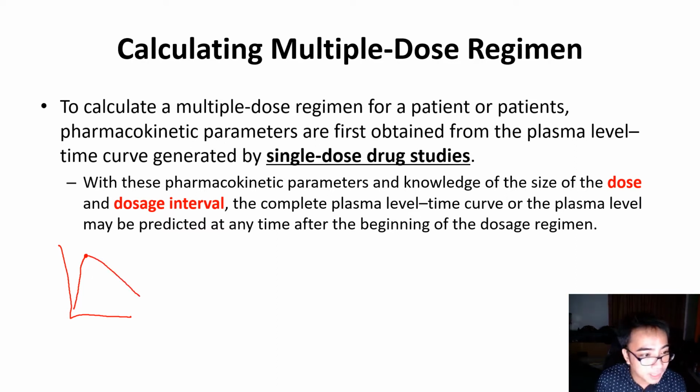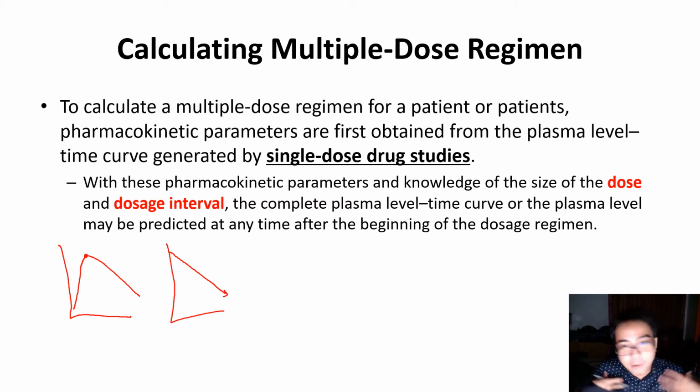Kasi pag eliminate niya, is it following a first order process or a zero order process? Or kung IV, how steep is the drug declining? So class, kumbaga, ang pharmacokinetic data natin usually nanggagaling sa isang single dose study. Tapos i-extrapolate natin yung study na yon sa ating patients. Tapos nagtitake ng drug na yun multiple times.